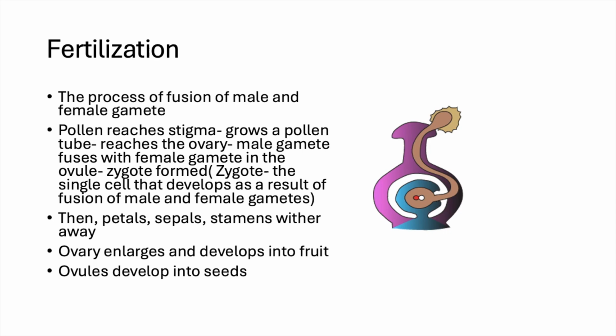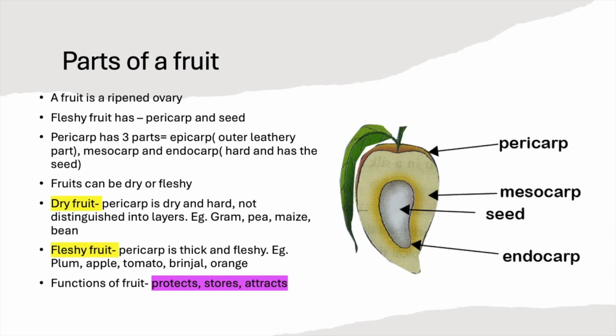So what is a zygote? A zygote is the single cell that develops as a result of fusion of the male and female gametes. Then petals, sepals, stamens wither away, and the ovary enlarges and develops into the fruit, and the ovules develop into seeds.